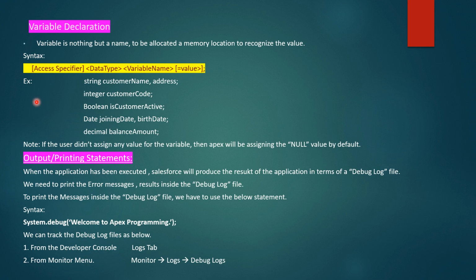Variable declaration. This is also very important in Apex. A variable is nothing but a name allocated to a memory location to recognize the value. So we have the access specifier, data type, variable name, and we can assign a value upon defining the variable itself. Here are some examples I have provided.